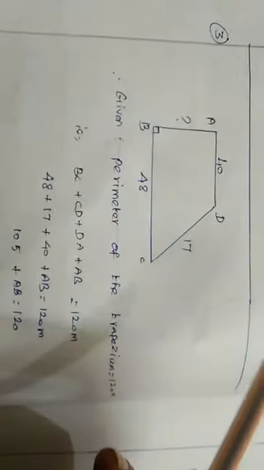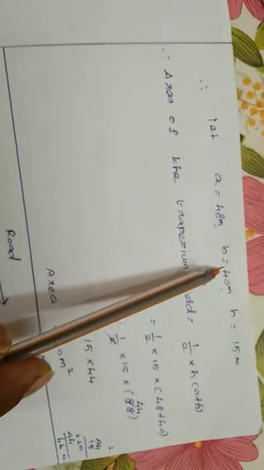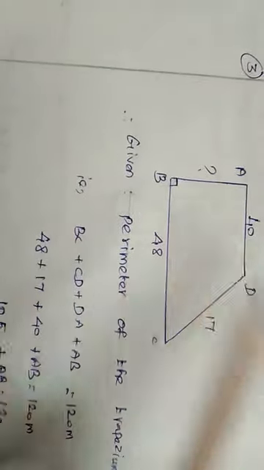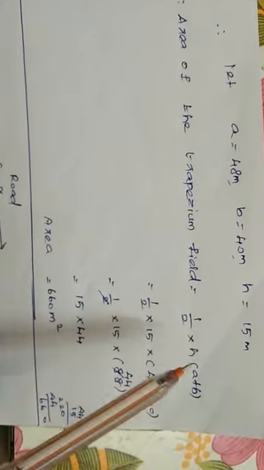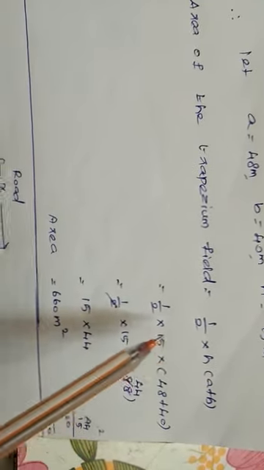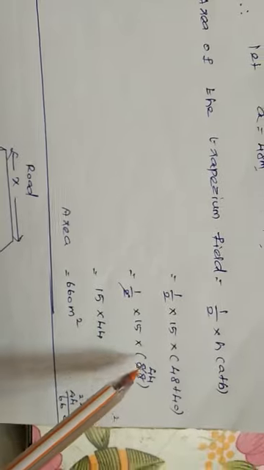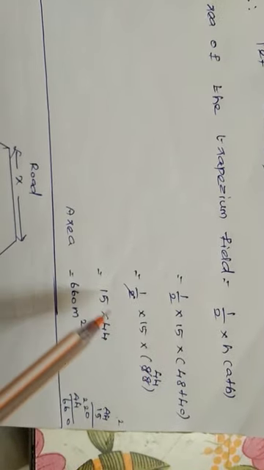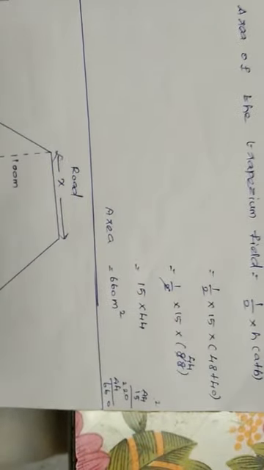Now we need only the area, no? So consider A equal to 48, B equal to 40 and H equal to 15. So parallel sides and H, like that use. Now the area of the trapezium field equal to 1 by 2 into H into A plus B. 1 by 2 into 15 into 48 plus 40. 48 plus 40 is 88. Cancel by 2, 44. 15 into 44 is 660 meter square. Now the area of the field is 660 meter square.